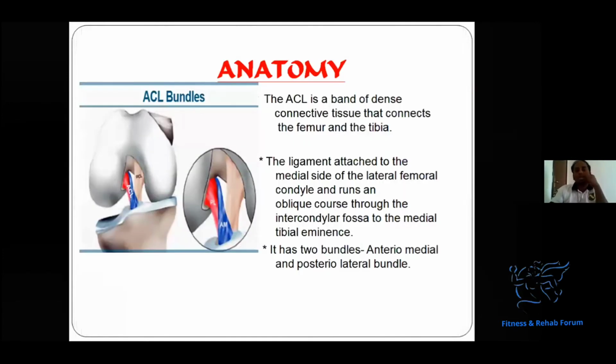Coming to the anatomy, it's a dense connective tissue that connects the femur and tibia. The ligament is attached at one end to the femur, on the medial side of the lateral condyle, and it runs an oblique course and is attached to the tibial eminence. There are two bands, actually: the anteromedial band and the posterolateral band.